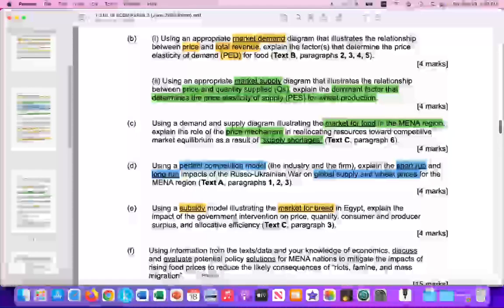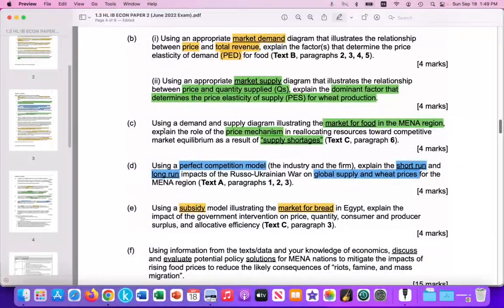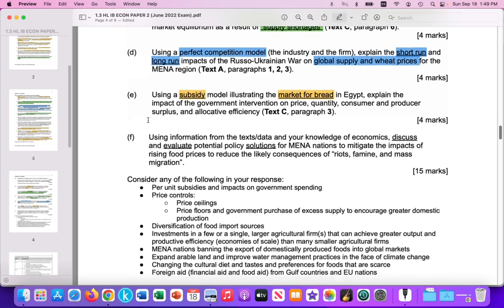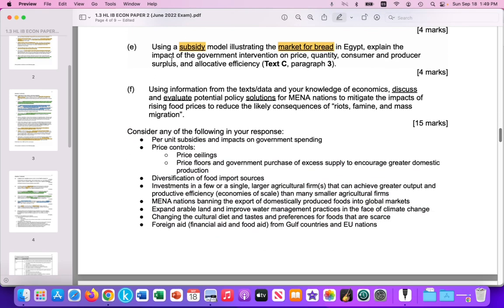Okay, so here we have a series of paper 2 questions that we've already dissected, and now we're going to look at this last question, E: using a subsidy model, illustrate the market for bread in Egypt, explain the impact of the government intervention on price, quantity, and also discuss consumer and producer surplus and allocative efficiency.